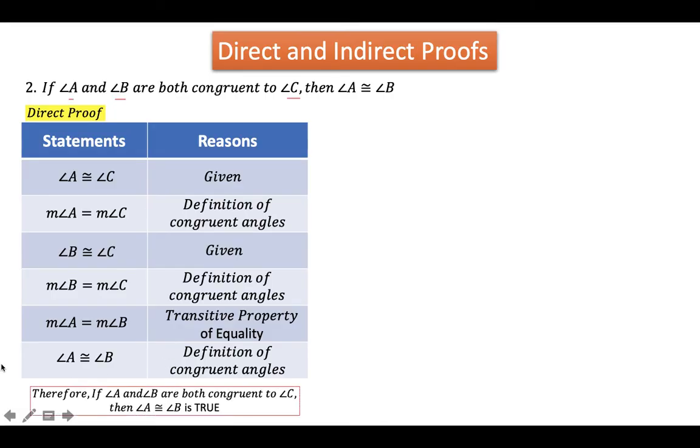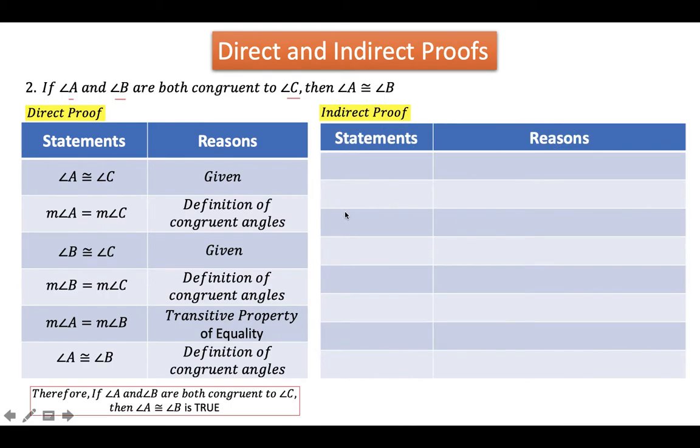So, we can conclude that if angle A and angle B are both congruent to angle C, then angle A is congruent to angle B. So, this statement is true. By indirect proof, using the two-column proof again, we will start by negating the given conclusion, angle A is congruent to angle B. Our first statement will be angle A is not congruent to angle B, and that is our assumption, by negating our given conclusion.